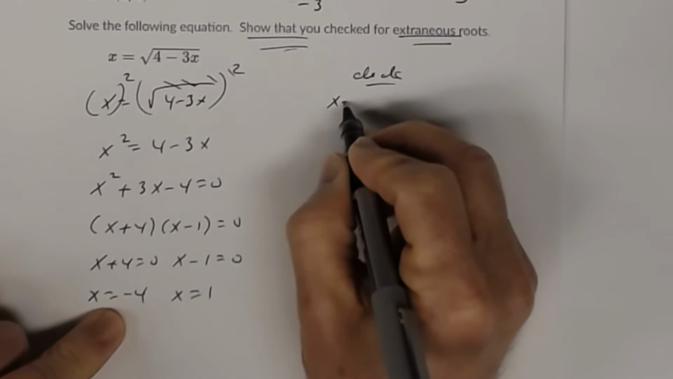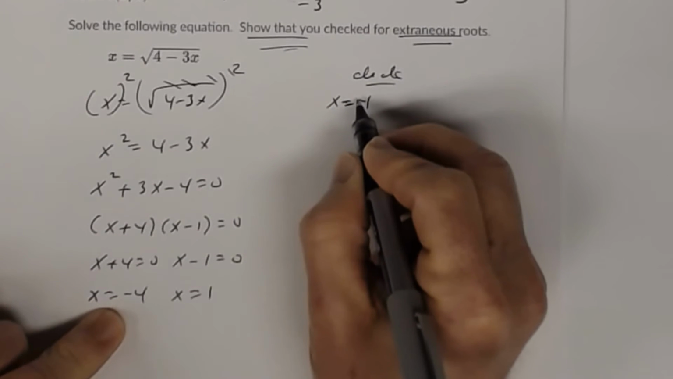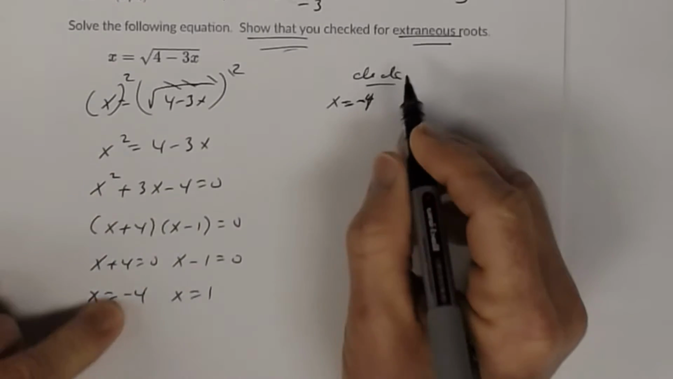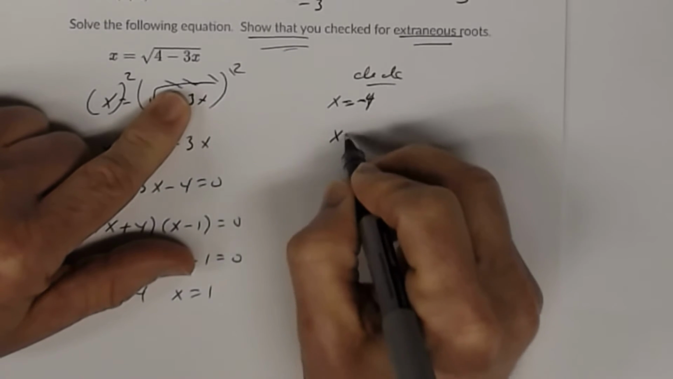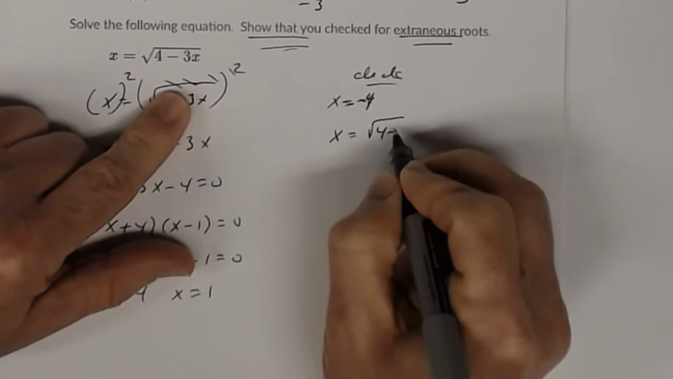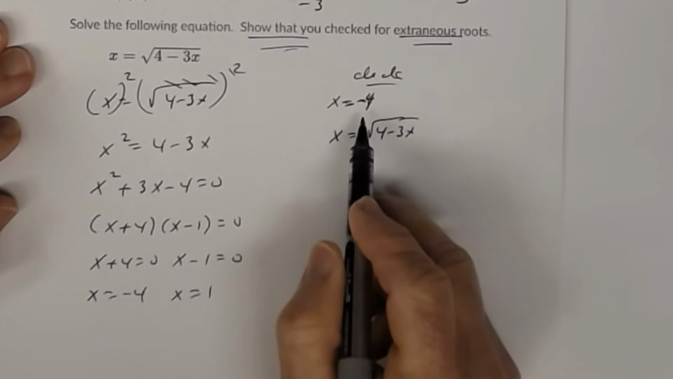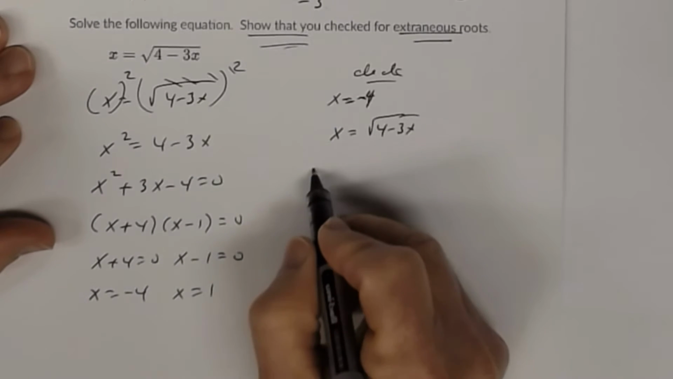So let's check x equal negative 4 first. So always go back to the original equation, which is this. So you have x equal the square root of 4 minus 3x. That's the original equation. So wherever I see the variable x, I'm going to substitute negative 4. So I get negative 4.